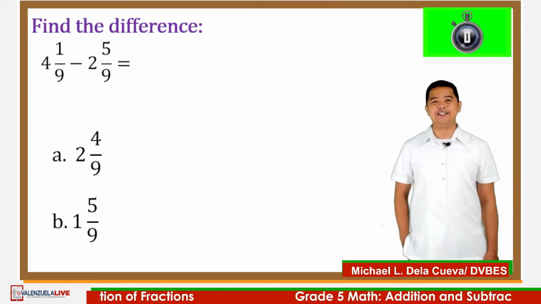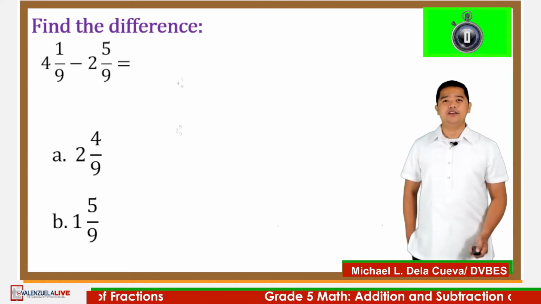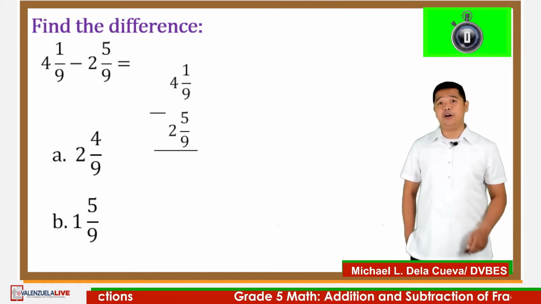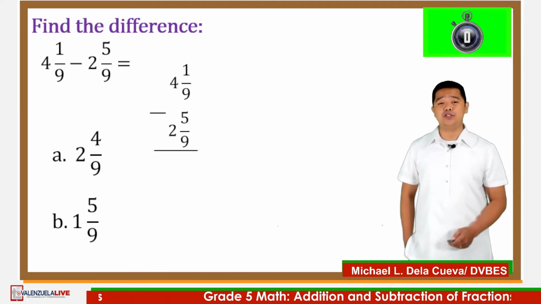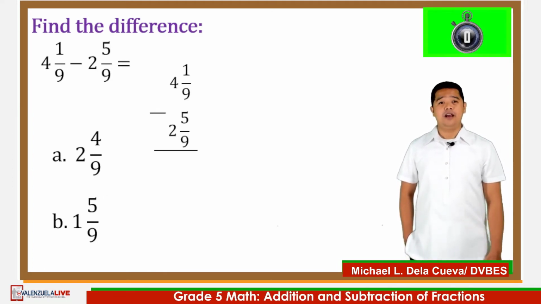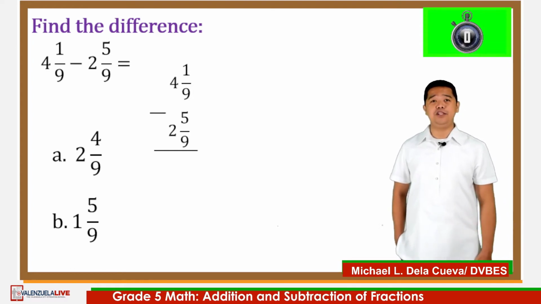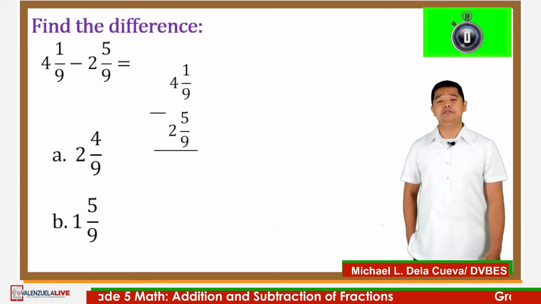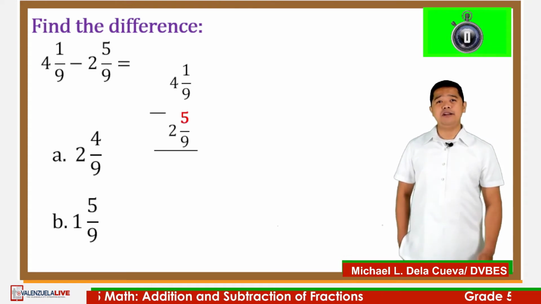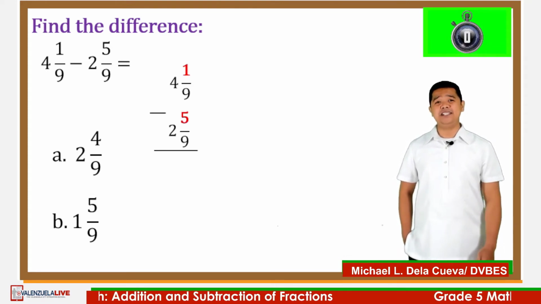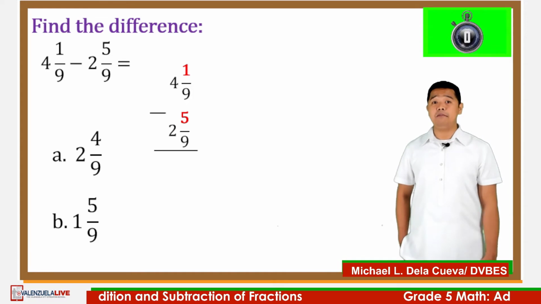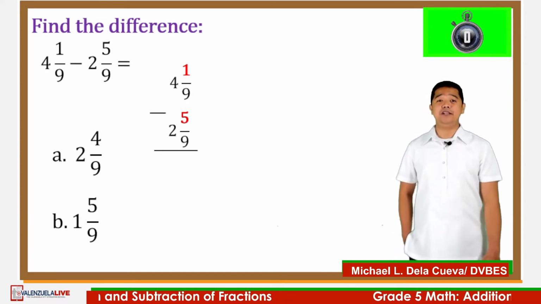Okay, let us answer. Let us arrange this in vertical form: 4 and 5/9 minus 2 and 5/9. What can you observe with our subtrahend and our minuend? Very good. The numerator of our subtrahend is greater than the numerator in the minuend.